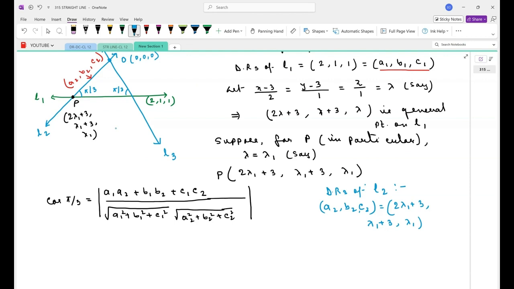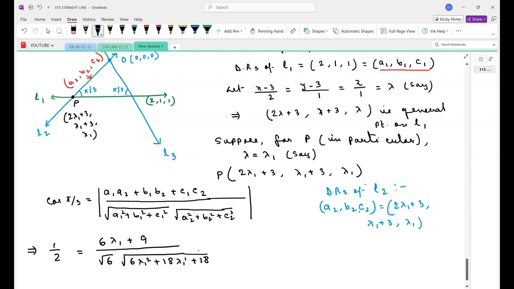So we are going to plug in the values here. Cos 60 is half, equal to, now if you substitute all the values and do the calculations, I'm not going into the details, it will be 6 lambda 1 plus 9 by root 6 into root over 6 lambda 1 square plus 18 lambda 1 plus 18. Please do the calculations yourselves.